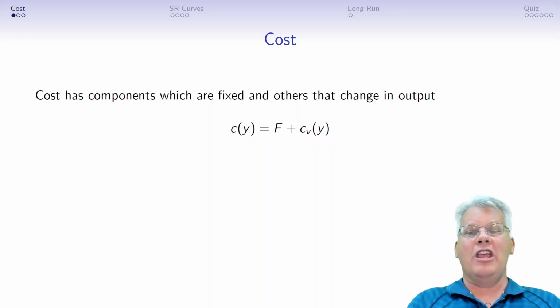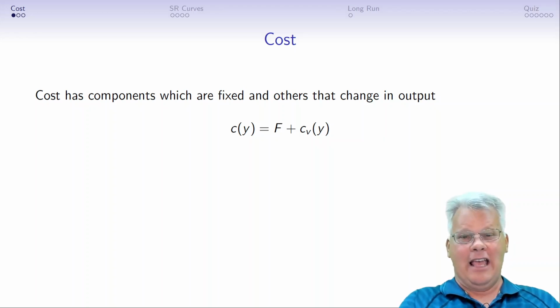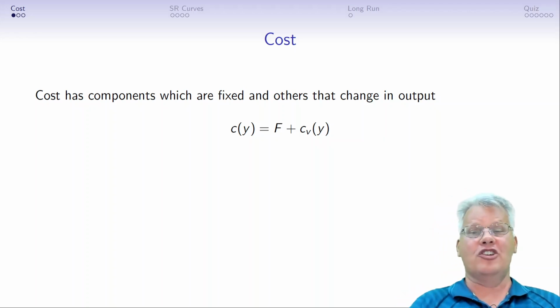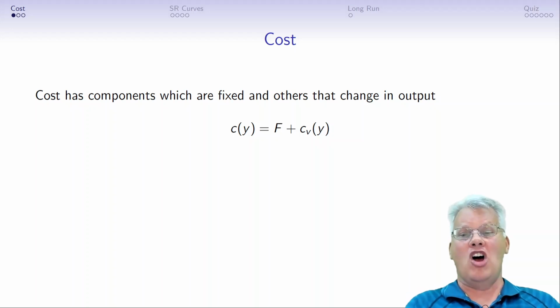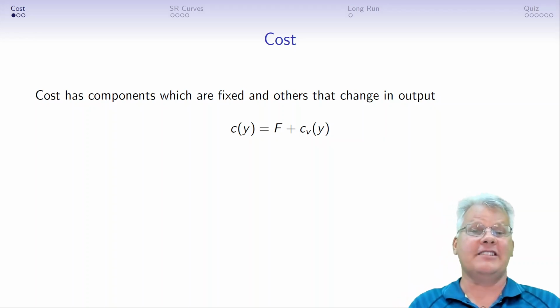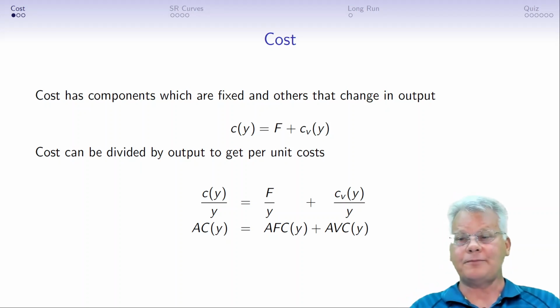And Varian denotes those with the letters F and c sub V. So you'll notice that total cost is a function of output. Fixed costs are not a function of anything because by definition they're fixed. And then variable costs are also a function of output.